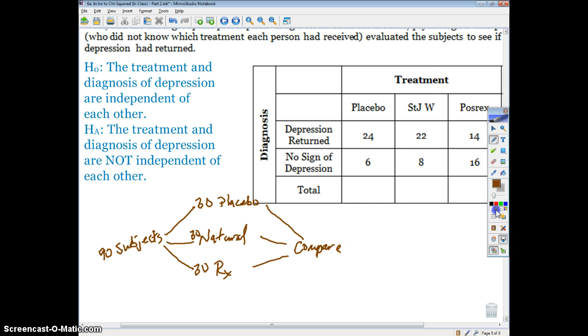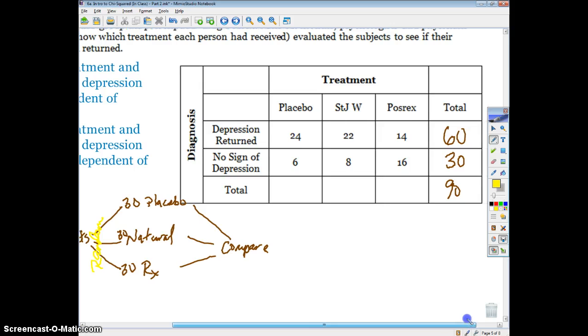Okay? And what you don't see in here is my random assignment. So this is a decent little experimental design. All right, now, I filled out some information for us here. So 60 of the people who returned showed signs of depression, whereas 30 didn't. So 2/3 of all people in this study had the depression return, whereas 1/3 showed no signs of depression. All right, and again, we knew there were 30 of each in this study.